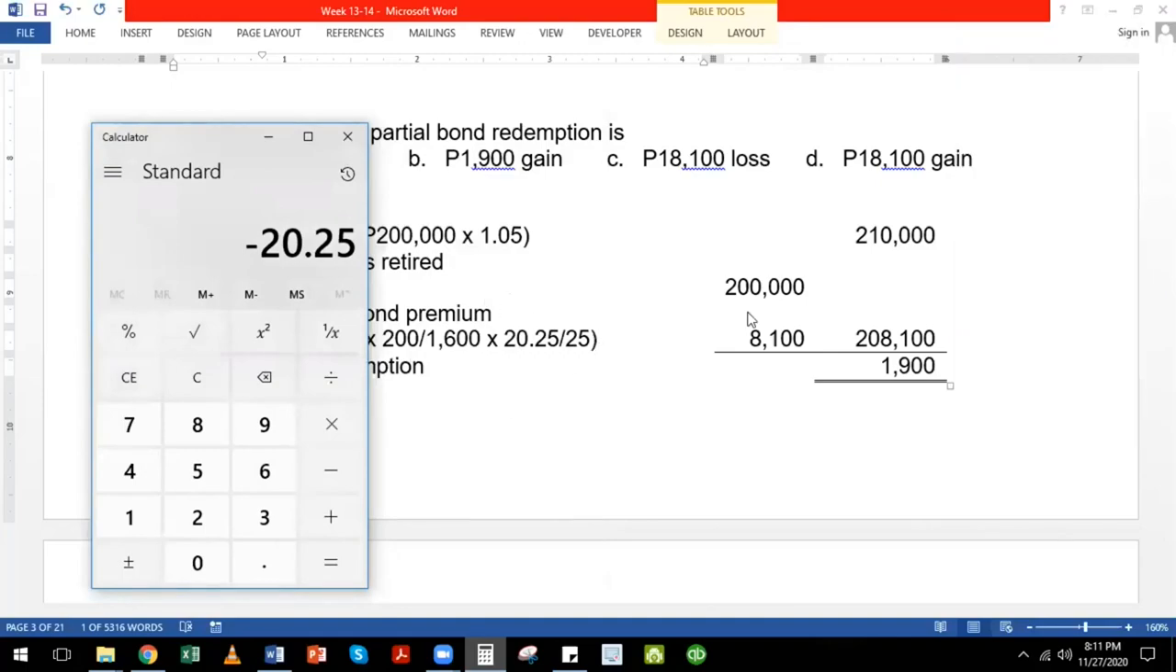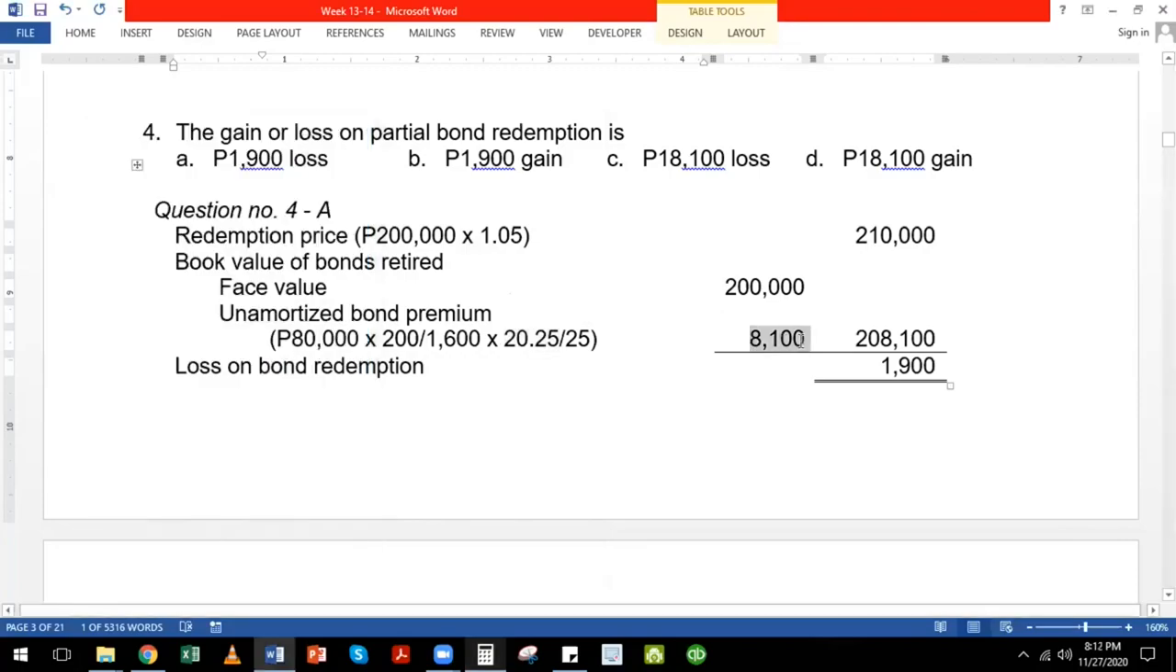So remaining. So in the amortization of the premiums, it is added to the face value of the bonds. So what was received, the receipt, was received together with the debt. So 208,100. So it is now at the 210 redemption price.